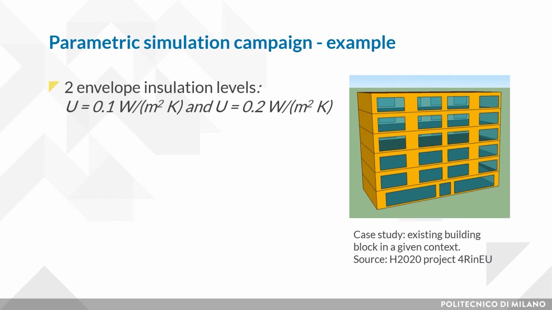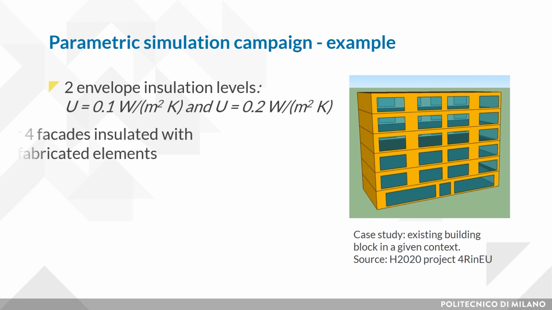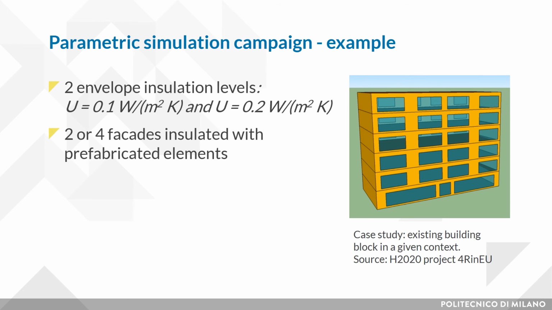Here on the right side of the slide, there is the building adopted as a reference. There is the building block simulated in a given climatic context. The variables that we identified for the analysis were the level of insulation of the envelope, considered with the thermal transmittance, and we set two values, 0.1 and 0.2 watt per square meter Kelvin. The number of the facades insulated with the prefabricated elements, which is one of the key technologies developed within RNU. In particular, 2 facades or 4 facades.